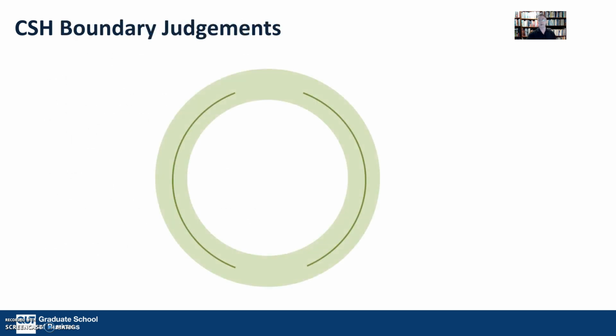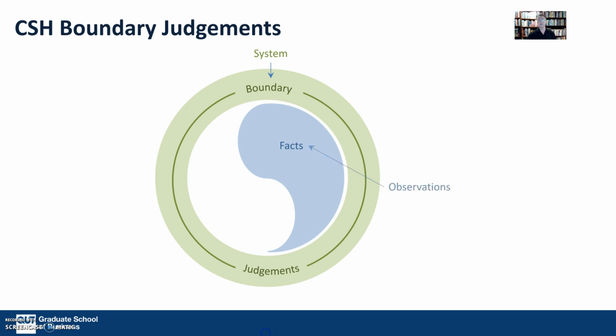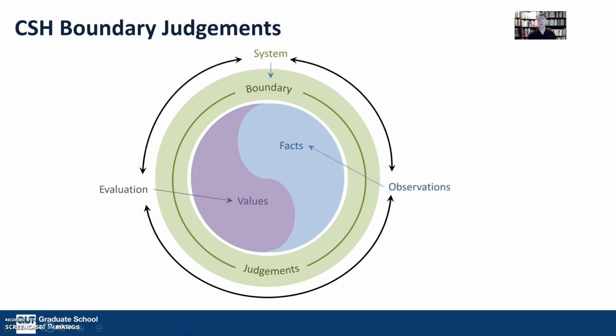So we draw a boundary in order to establish our system, and that boundary is made up of what Ulrich refers to as our boundary judgment, and on the outside of that is the system. Inside that, implicit in that decision that we've made, are our boundary judgments that are made up of both facts as well as values. Our facts stem from observations, and our values stem from evaluation. So consequently, critical systems heuristics is a way of bringing together the observations that we make, making the evaluation explicit in order to improve our appreciation of the system.